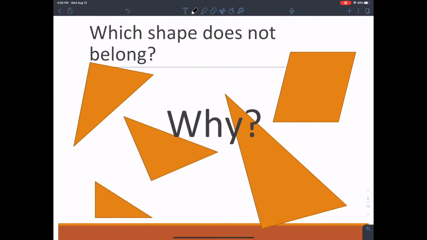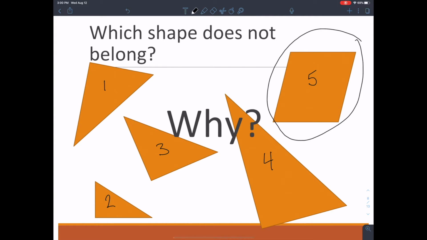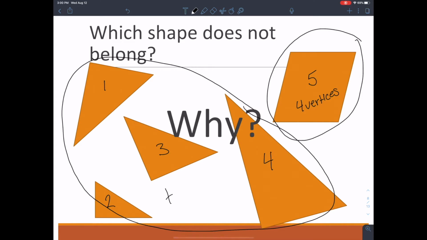Which shape does not belong? So go ahead and pause the video, count the vertices, and tell me if it's 1, 2, 3, 4, or 5. If you chose 5, then you are absolutely correct. 5 has 4 vertices, and the rest have 3 vertices. These are all triangles, and this is the only one that is a square shape.